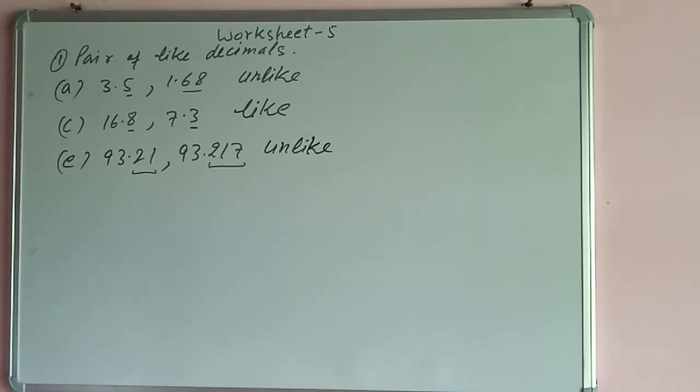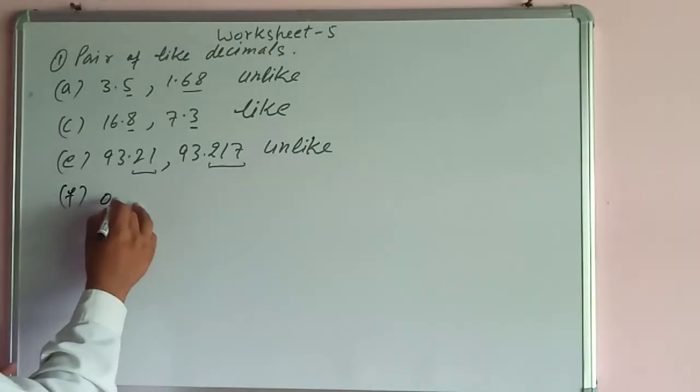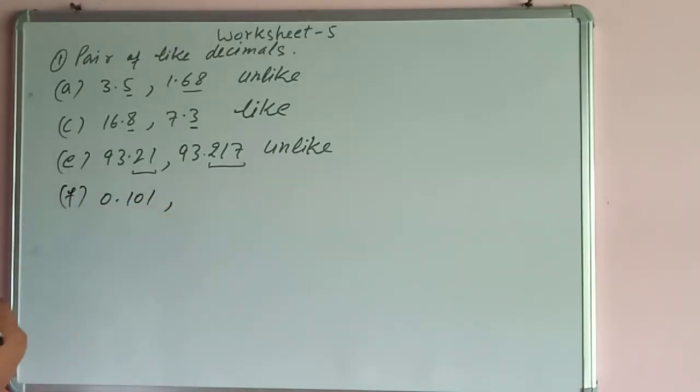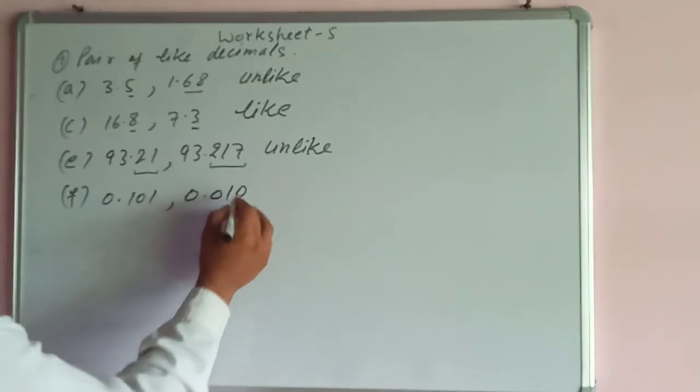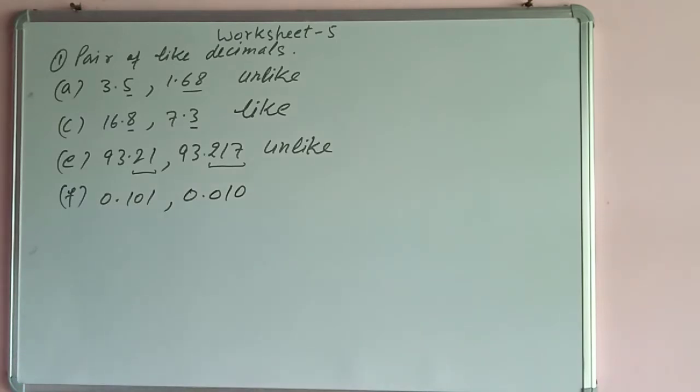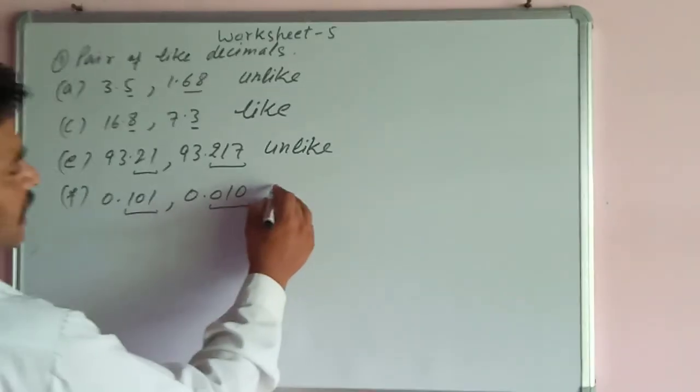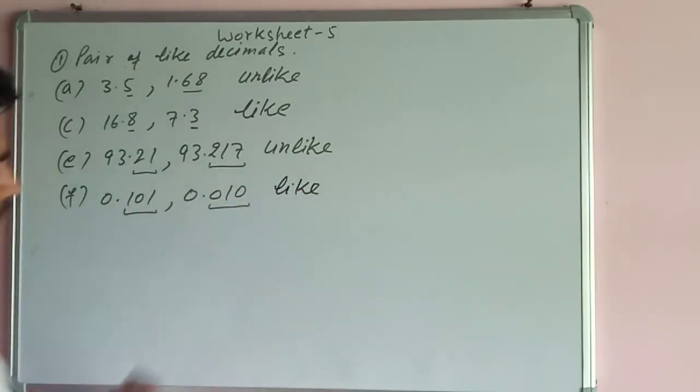Next, part number F, it is 0.101 and the second is 0.010. So again see how many places are there in the decimal part. In the first there are three places in the decimal part, and in the second decimal again there are three places. So both the given decimals have the same number of places in the decimal part. So these are called like decimals.